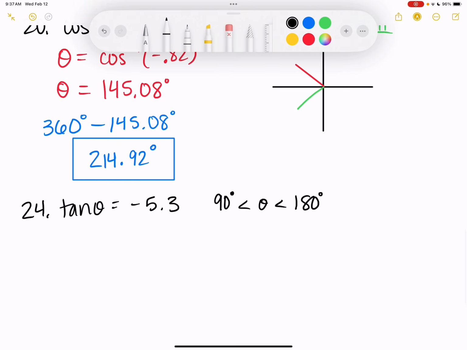Wait, tangent occurs in the right. Tangent occurs on the right. This angle in particular, though, is where? This angle is going over to the top right. 90 to 180 is not top right. That's what I meant. I meant to say top left. Quadrant 2.